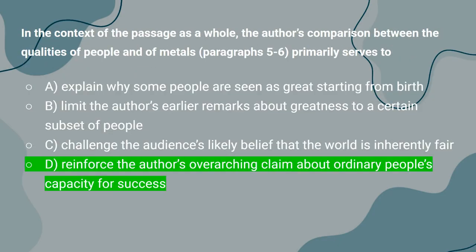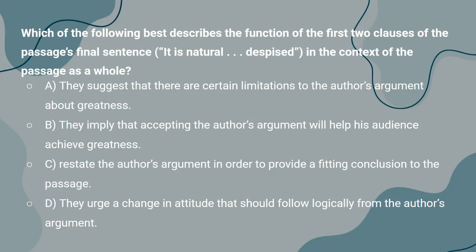So what is this saying? Is it saying A, they suggest that there are certain limitations to the author's argument about greatness? It could be. I think this is the most challenging question just based off the bat. I think this one could be the answer. I don't think it's a great answer. However, it isn't really suggesting it. We're just saying that that's something that could happen. So A is not a great answer, but let's keep it on the table.